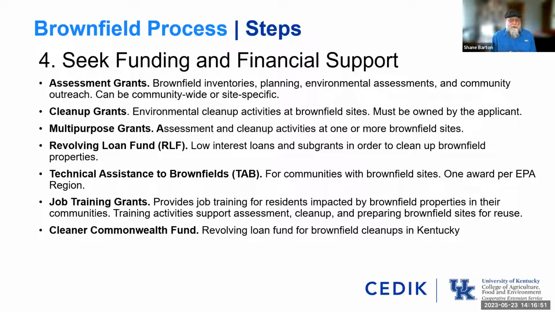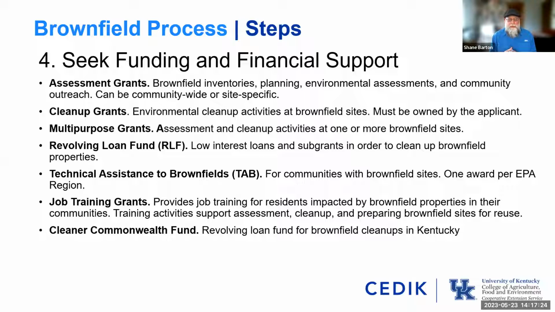Multi-purpose grants are really assessment and cleanups that can involve one or more. There's often revolving loan funds with low interest loans or sub-grants. Sometimes states will waive those if you've paid so many years on them. There's some technical assistance that can often be provided by the EPA. There's job training grants that really provide job training to residents that are impacted not only by the properties, but whose training is really directed at those properties.